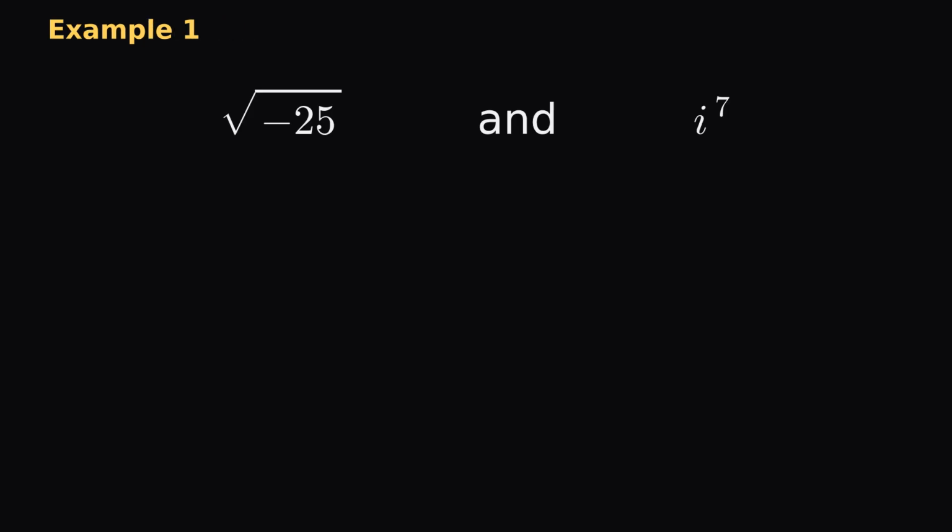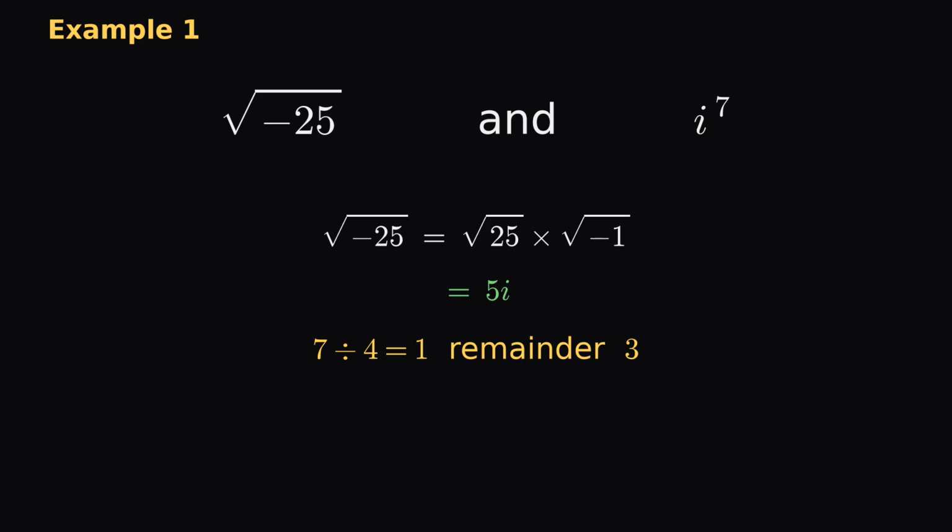Example 1. Simplify the square root of minus 25. Split it. Root 25 times root minus 1. 5 times i. 5i. Now i to the 7th. 7 divided by 4 is 1, remainder 3. So i to the 7th is the same as i cubed, minus i.